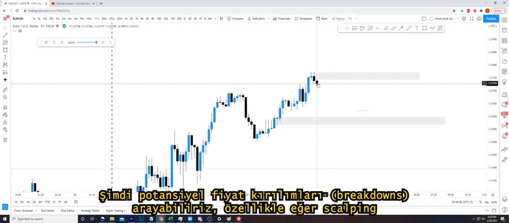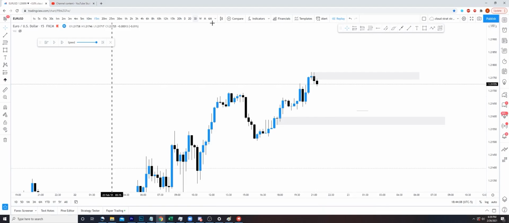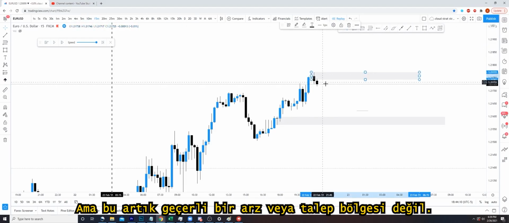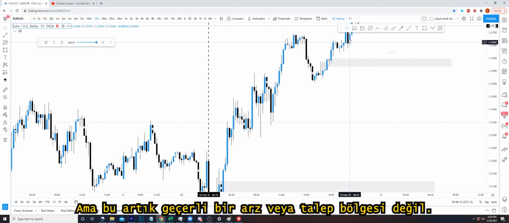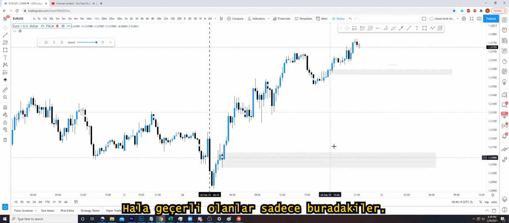So now we can look for potential price breakdowns if we're especially scalping or something of that nature. But this is now no longer a valid supply or demand zone. The only valid ones are still these ones here.